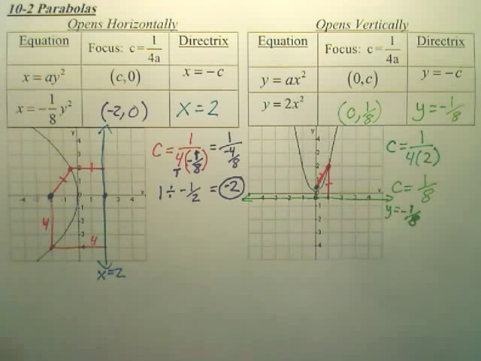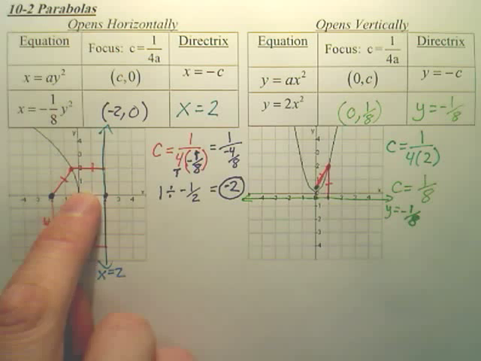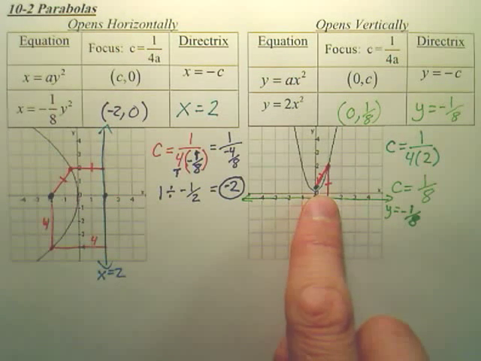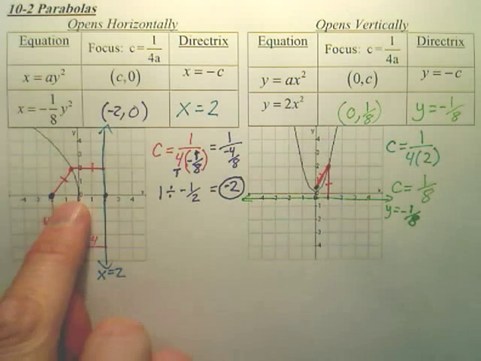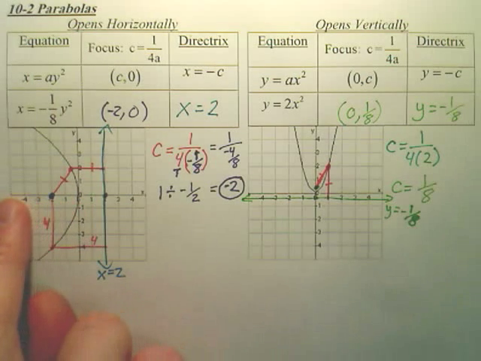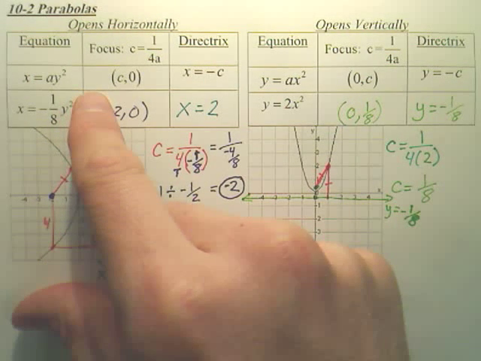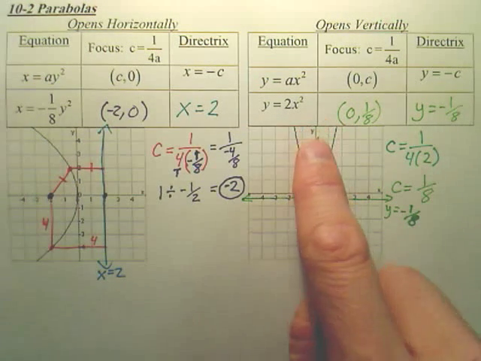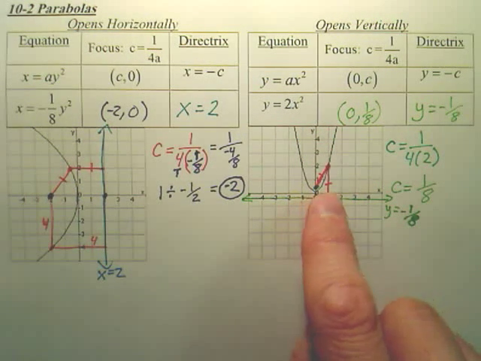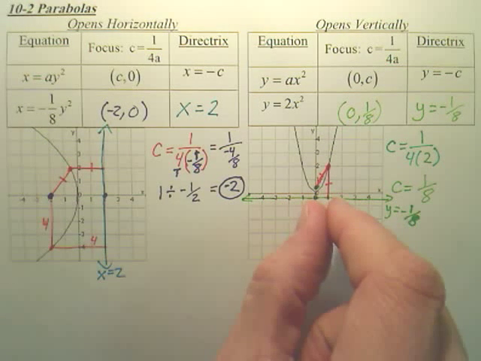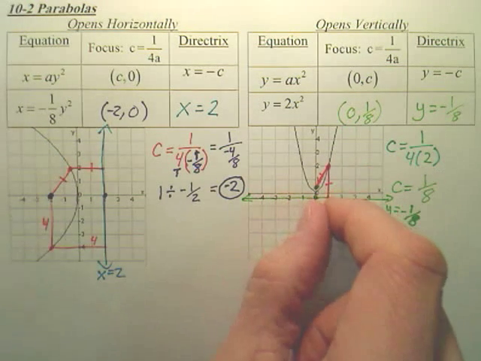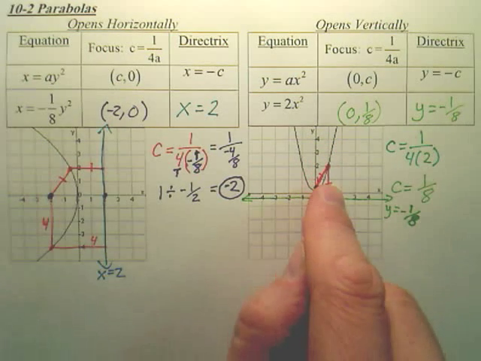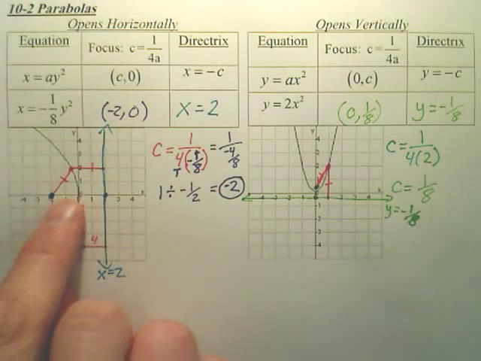One more thing. Do you notice how here your focus is 2 lengths away, and here it's 1/8? What you'll notice is, the farther your focus is from the vertex, do you see how wide your graph gets? The closer your focus gets to the vertex, do you notice how your graph narrows? So the narrower your graph, the closer the focus is to the vertex. The wider your graph, the farther out the focus is.